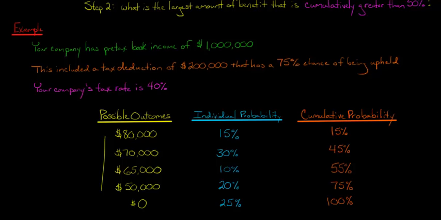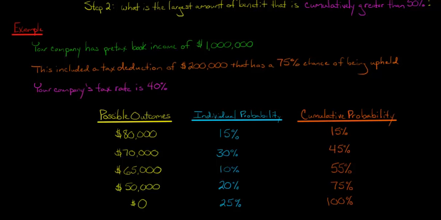So it goes 80,000, then 70, 65, it's going lower. You'll see why in a second. The 15% is the same for the first one. But for the 70,000, we're saying, okay, the cumulative probability, we don't want just the probability of the 70,000. We also want the probability of the previous outcome of 15%. So 15% and 30% together, if we add them, is 45%.